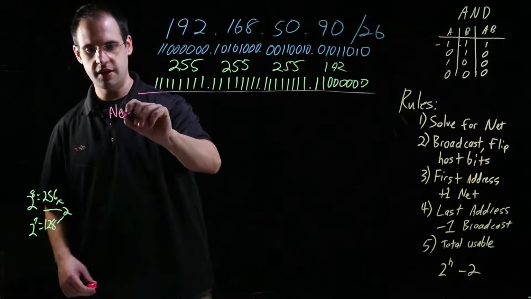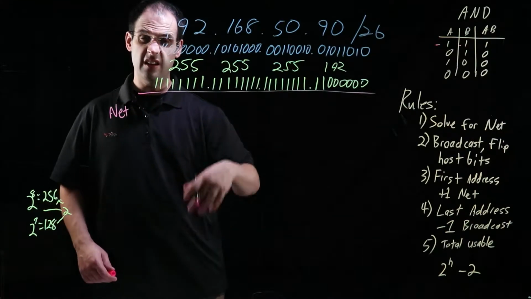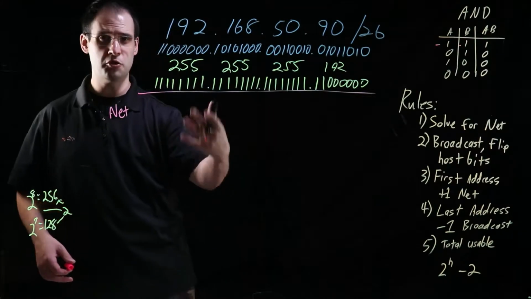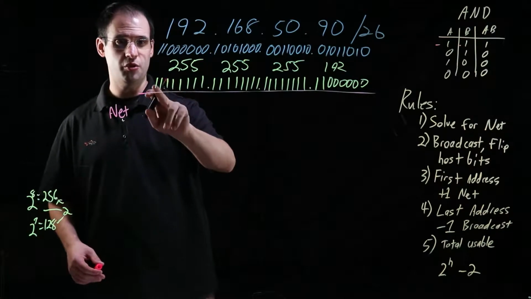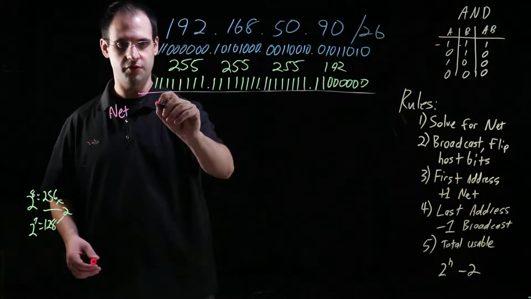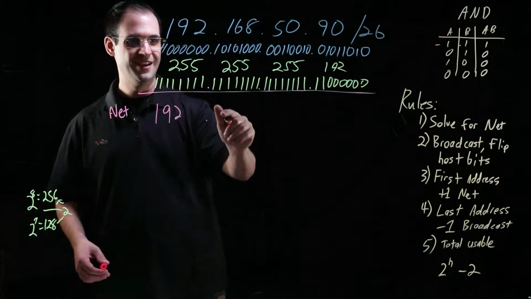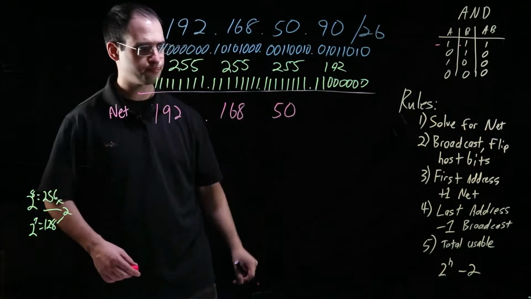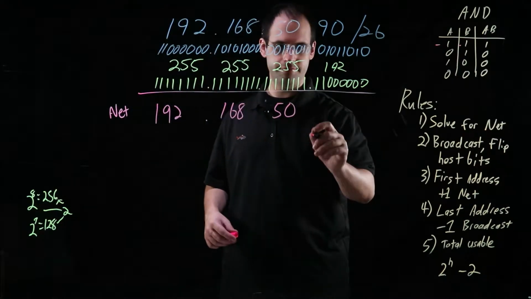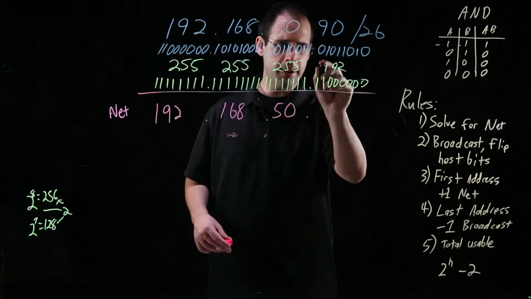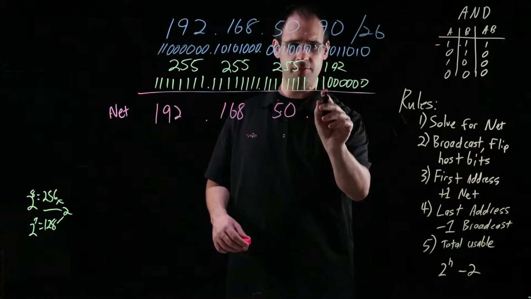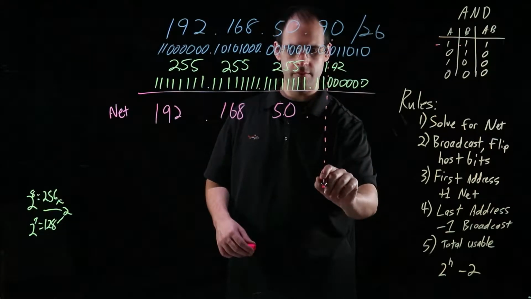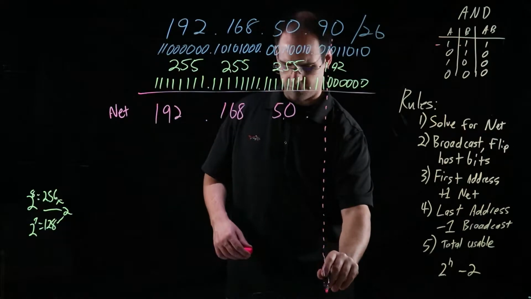So here we go, my network address. Again, we've seen this time and time again. I'm not going to write out all the binary, it's getting pretty repetitive. So a 1 and a 1, this is 192, this is 168, and this is 50. But we can see that my address, again, this is my boundary. This is my new boundary right here.